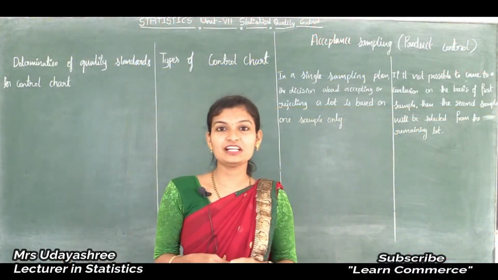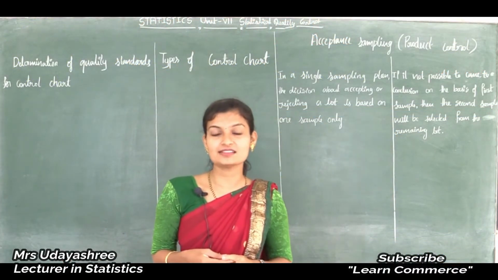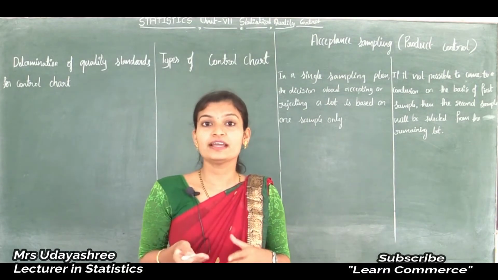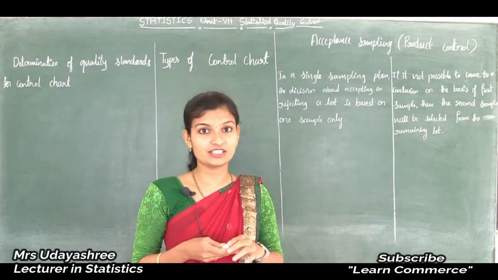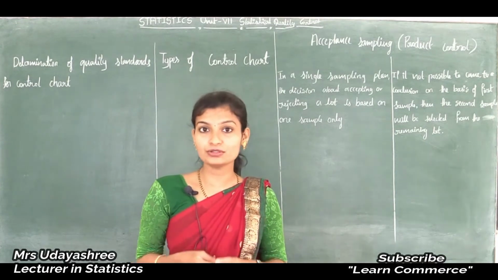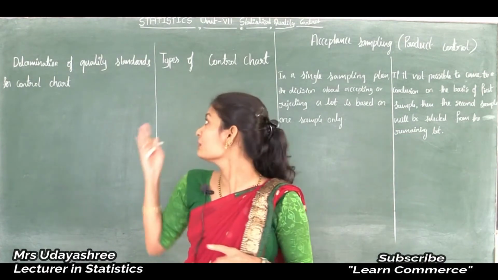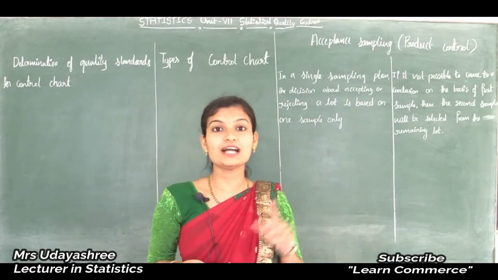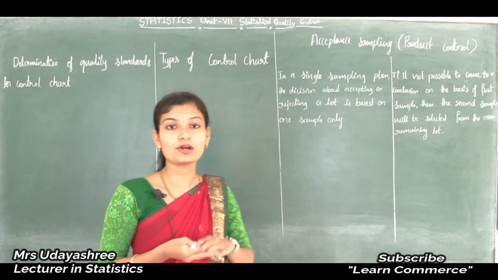Hello everyone, welcome to second PUC Statistics online classes. In the previous class we had discussed how to construct C chart in standards given and standards not given case. In this class we are going to discuss determination of quality standards of control chart, types of control chart and acceptance sampling or product control.